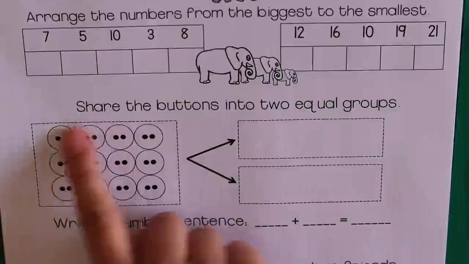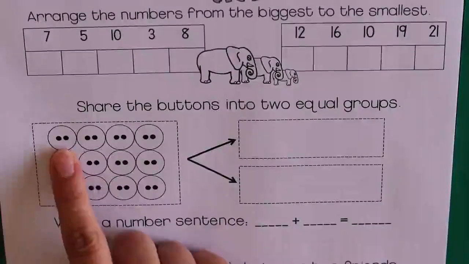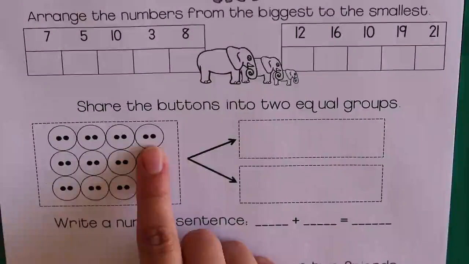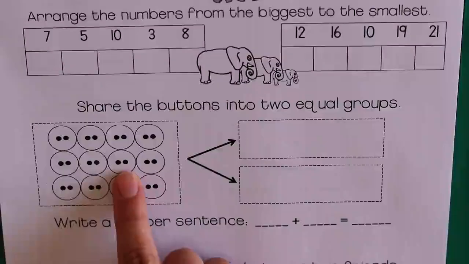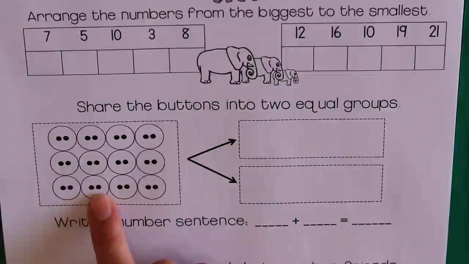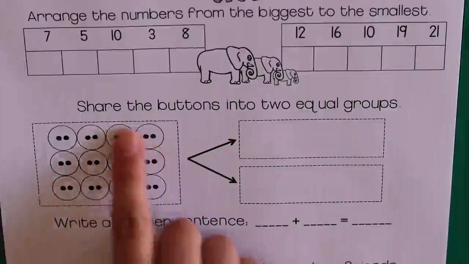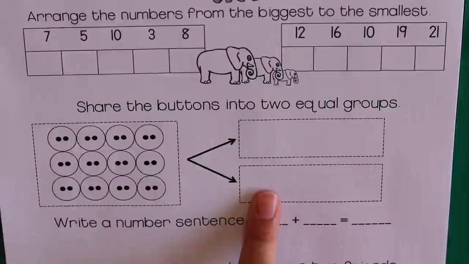So first we need to know how many buttons we have. So let's count them. Okay, 1, 2, 3, 4, 5, 6, 7, 8, 9, 10, 11, 12. Okay, we have 12 buttons and we need to divide them in 2 groups.